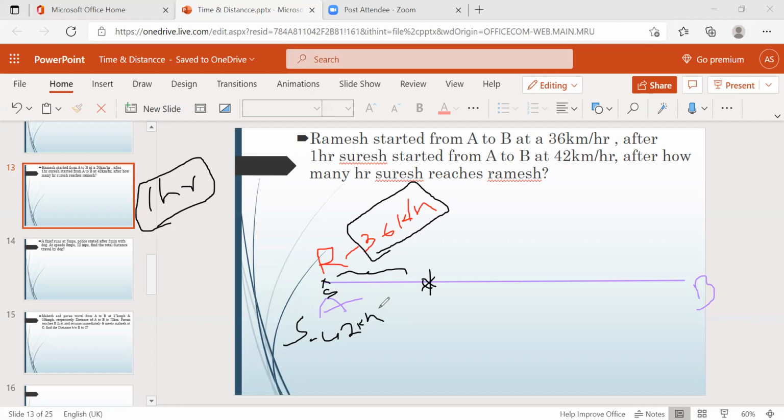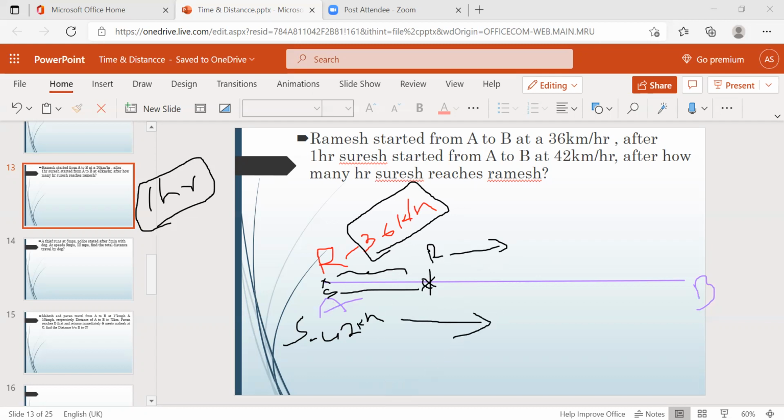That's it, right? If he covers this distance by his additional speed, then he will reach Ramesh. Think. Now Ramesh is here, he's going like this. He's not stopping anywhere, he's going like this. And Suresh is also going like this, right?